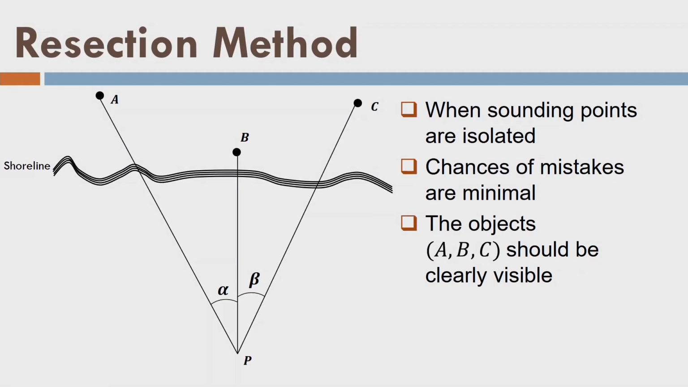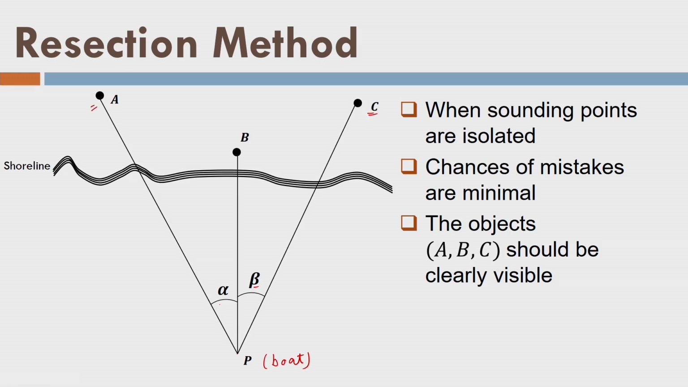Now, look into the resection method. In case of resection, we are at point P in the boat, and from point P, one surveyor team is observing angles alpha and beta to the permanent marks C and A.